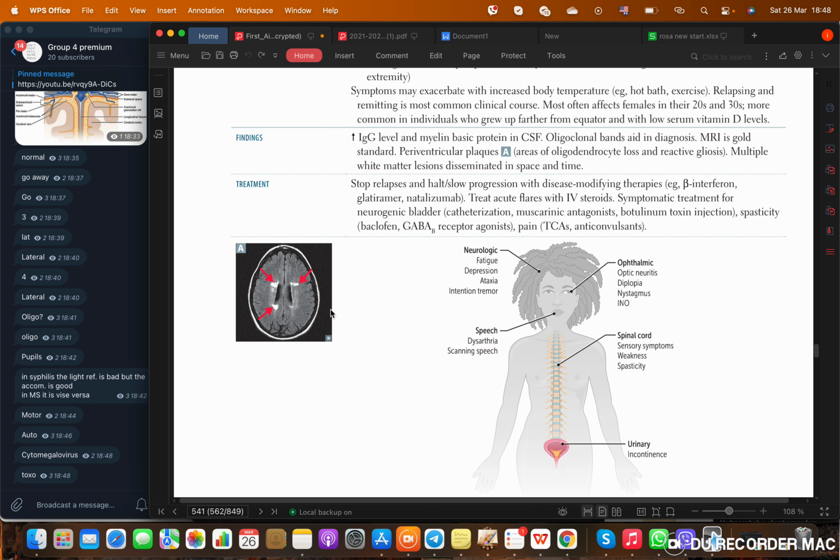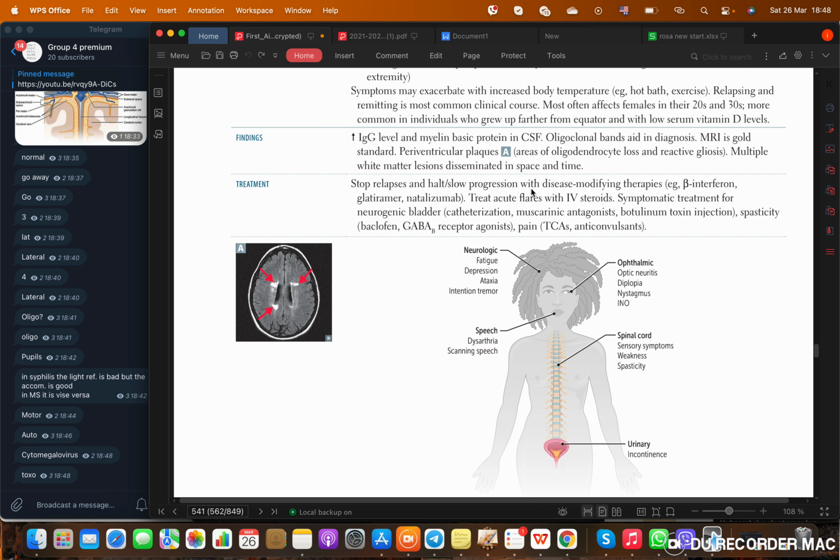The only trick to differentiate between them is in whom the symptoms occur. CMV, you would think about a newborn or an HIV patient. Multiple sclerosis, it will be in a previously healthy young lady. So periventricular plaques, multiple white matter lesions disseminated in space and time. What does it mean, disseminated in space and time?